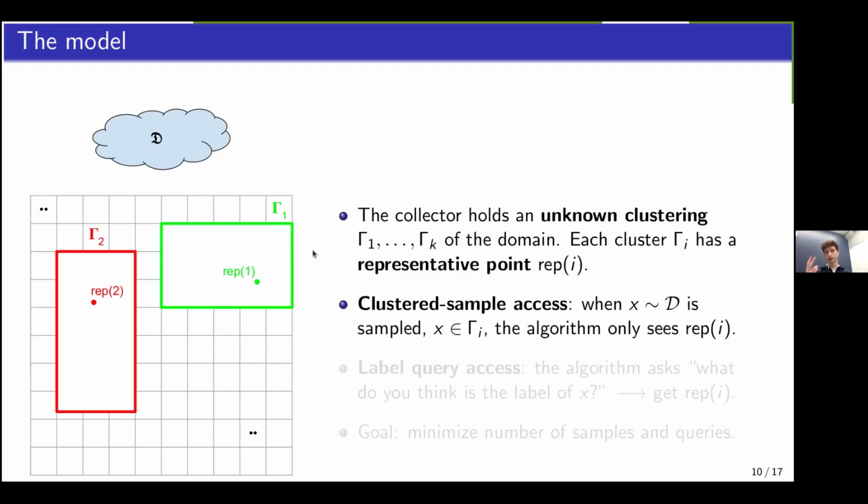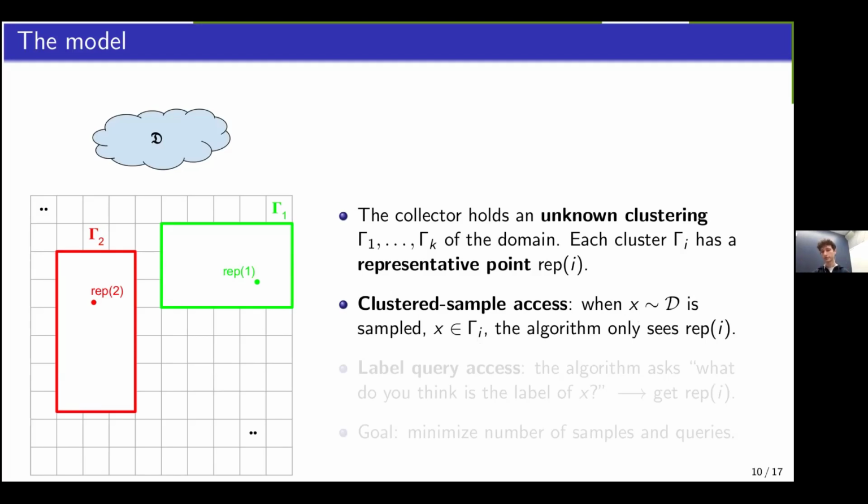So there are going to be two types of access to the input. The first one is samples, namely cluster samples. And what this means is that first, a point X is drawn from the underlying distribution D. But then if it belongs to the ith cluster, gamma i, then the only thing the algorithm will see is not X itself, but its representative rep i. Okay, so this is the mislabeled data.